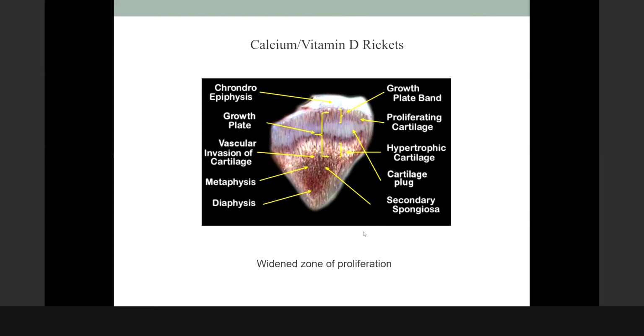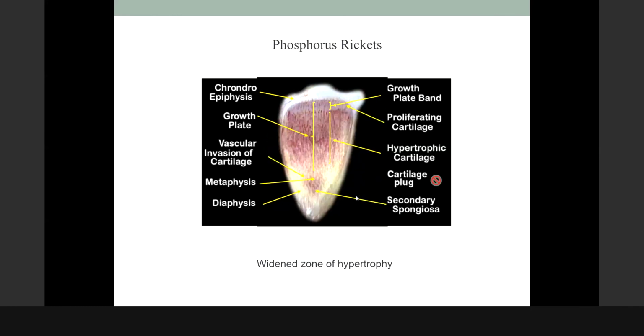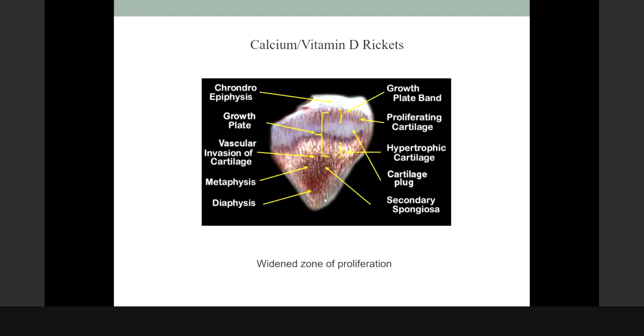So if you do a post-mortem and cut the surface of the bone, you'll see different things. If it is calcium or vitamin D rickets, you will see a widened zone of proliferation. In the bone, you have a proliferating area and a hypertrophy area. And then if it's phosphorus-related rickets, there is a widened zone of hypertrophy. The hypertrophic cartilage area becomes thicker compared to this one. This one is the proliferating cartilage becoming thicker.